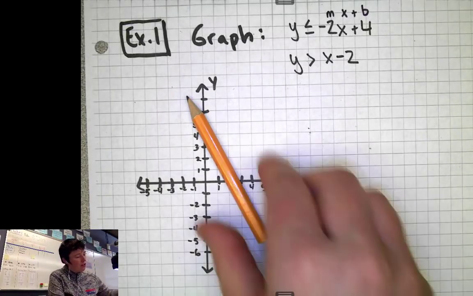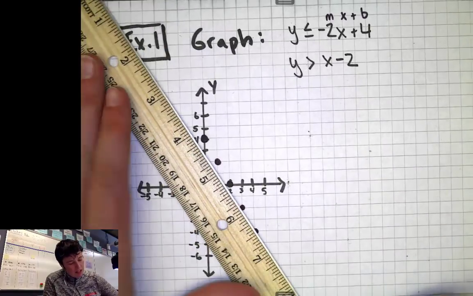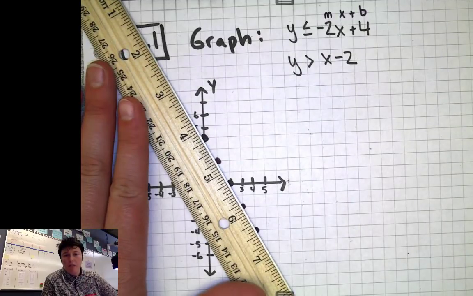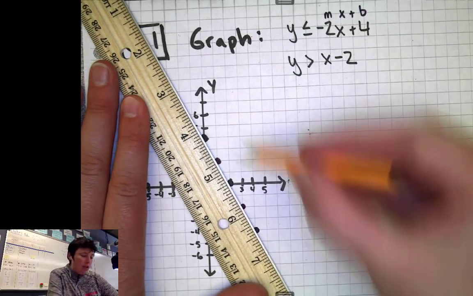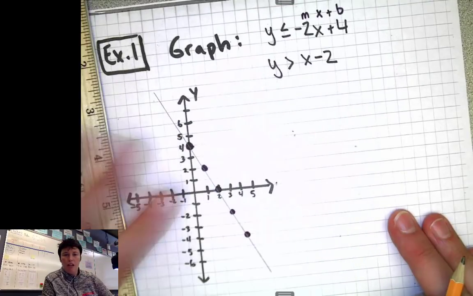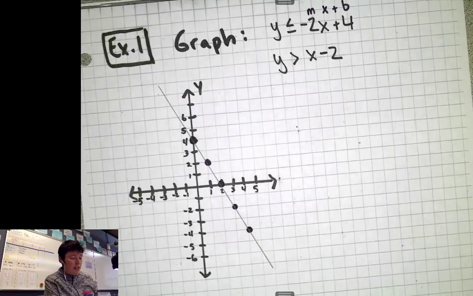So what I plan to do is take my ruler, and I'm going to connect my dots, but just with this really light pencil line. I'm not planning on making it dark yet until I figure out if it's going to be dotted or solid. So I'm just going to make a light pencil mark that goes through it. Hopefully you can kind of see it there. And we're going to run some tests.